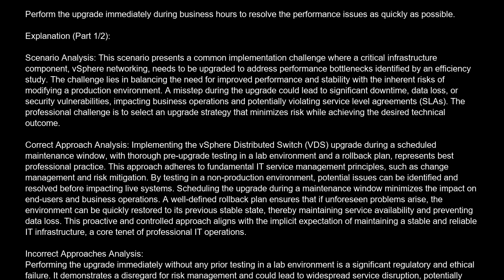A well-defined rollback plan ensures that if unforeseen problems arise, the environment can be quickly restored to its previous stable state, thereby maintaining service availability and preventing data loss. This proactive and controlled approach aligns with the implicit expectation of maintaining a stable and reliable IT infrastructure, a core tenet of professional IT operations.